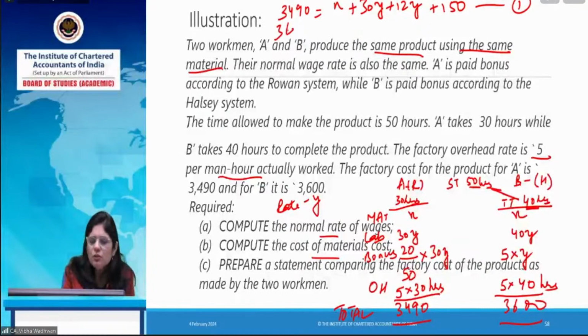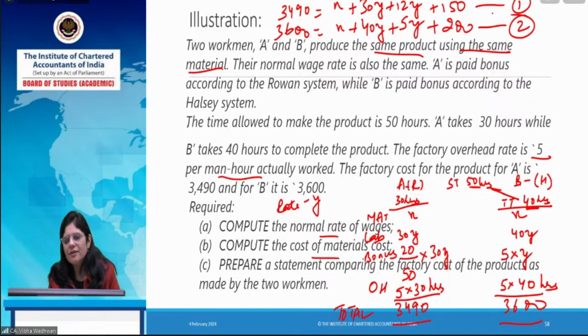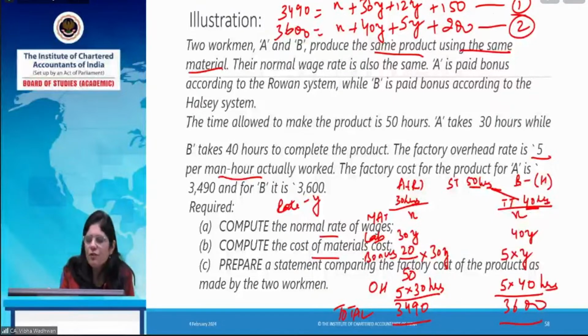Equation number 2: 3600 equals X material plus 40Y is the basic wages plus 5Y is the bonus and plus 200 is factory overhead. This is equation number 2. So you can add it also. You can make it 42Y and you can make it 45Y. Clear? So I hope you've understood.